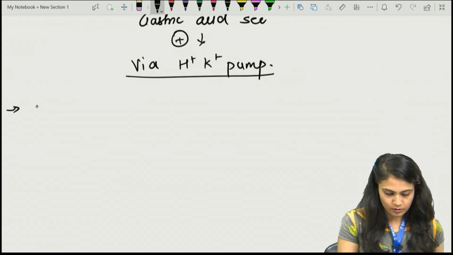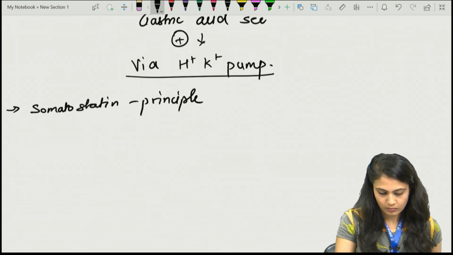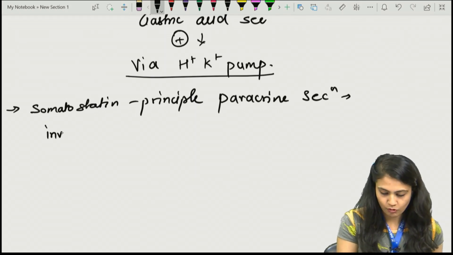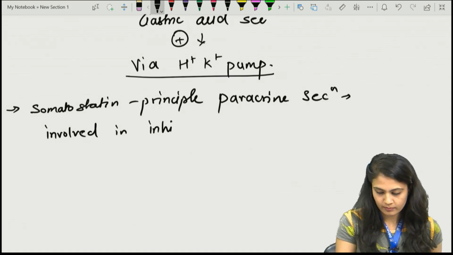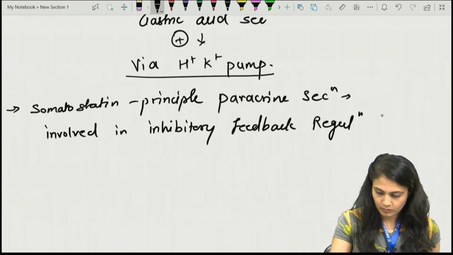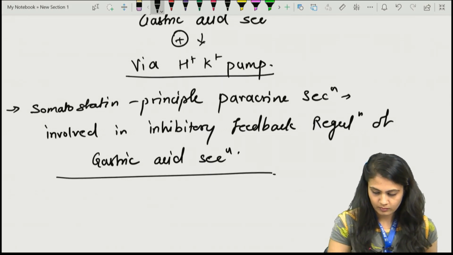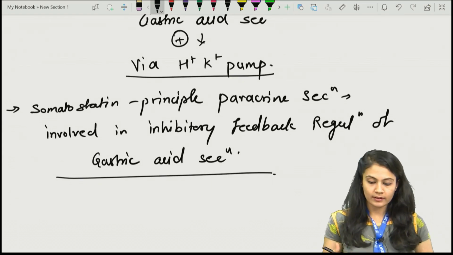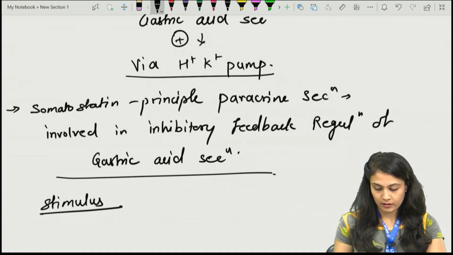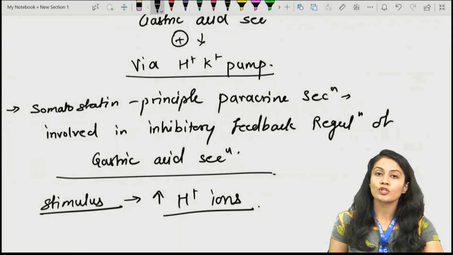So we can write that somatostatin is a principal paracrine secretion which is involved in inhibitory feedback regulation of gastric acid secretion. And what is the stimulus for that? The primary stimulus for somatostatin is increased H plus ions. So increased H plus ions is a stimulus for somatostatin release.